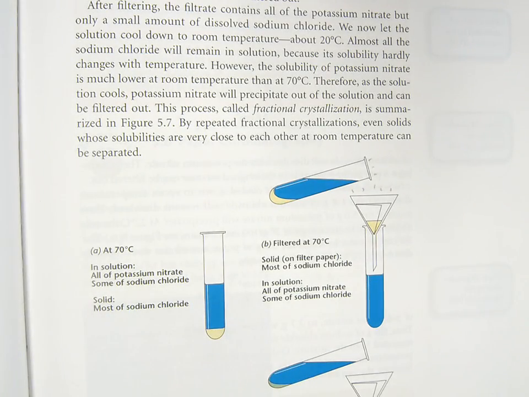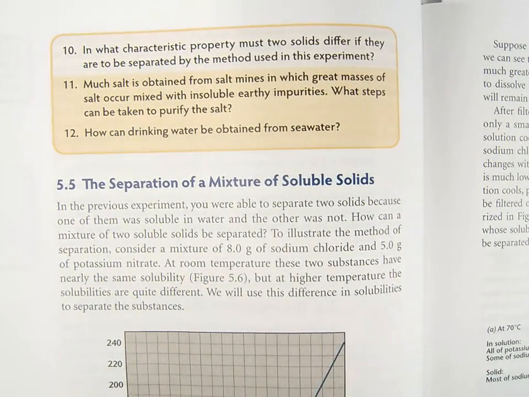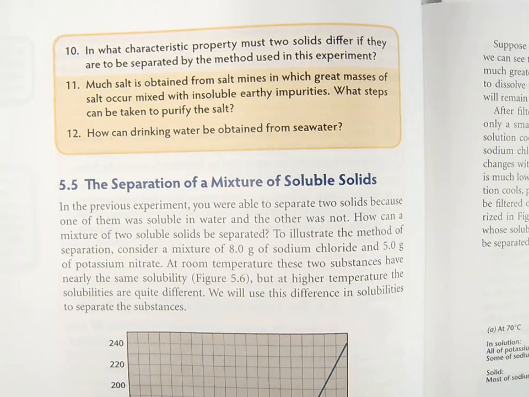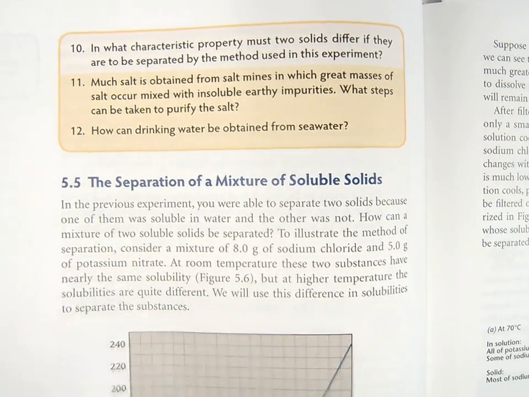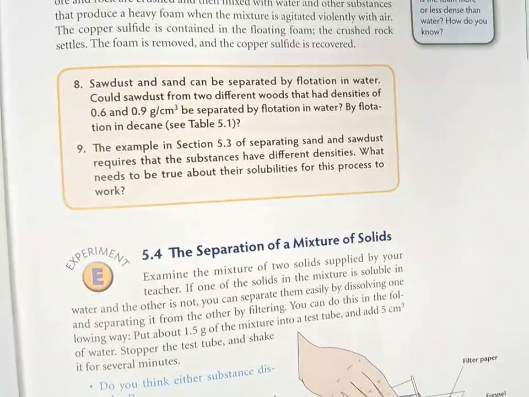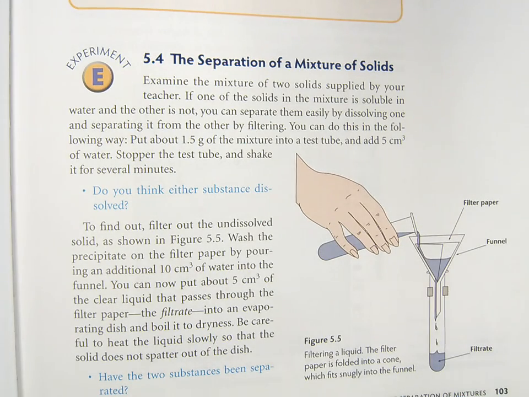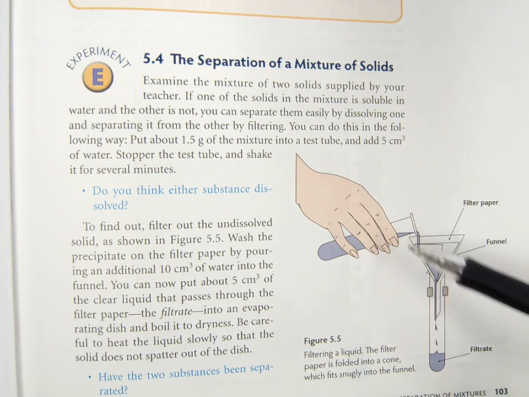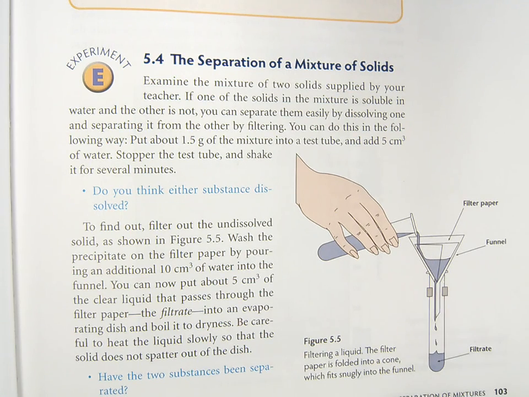Alrighty, question number 10. In what characteristic property must two solids differ if they are to be separated by the method used in this experiment? This experiment that they're talking about is 5.4. So, in this experiment, the characteristic property that we're using is solubility. We would need one substance to dissolve into the filtrate, and then one substance to not dissolve so that it can get stuck in the filter paper and separate out.